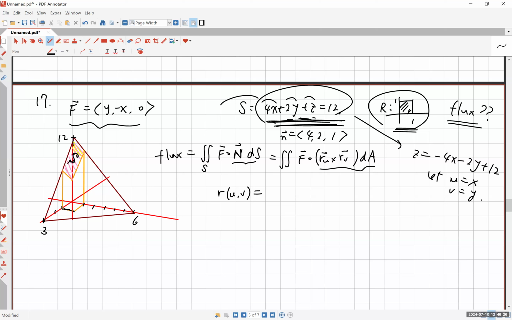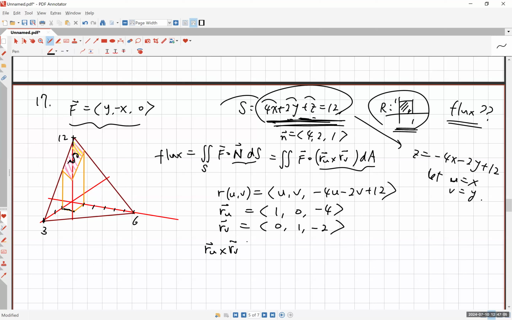This is one of the simplest ways to parameterize a surface when the surface is a plane, which is not vertical. Right? Z is a function of x and y. Let x be u and y be v, and you will get a parameterization easily. All right, so z is -4u minus 2v plus 12. Remember, everything has to be written in terms of u and v, right? And so Ru is 1, 0, -4. Rv is 0, 1, -2.